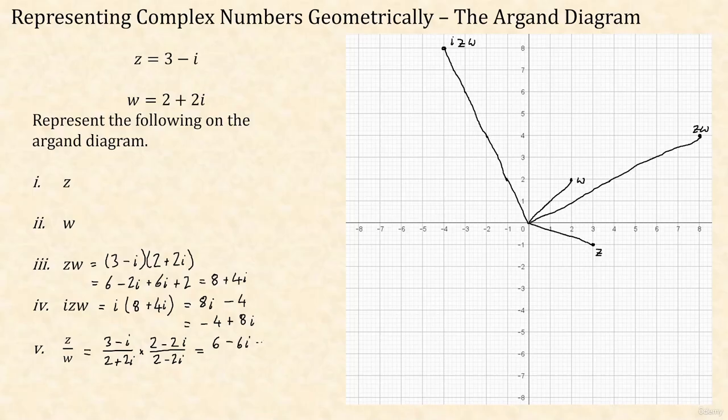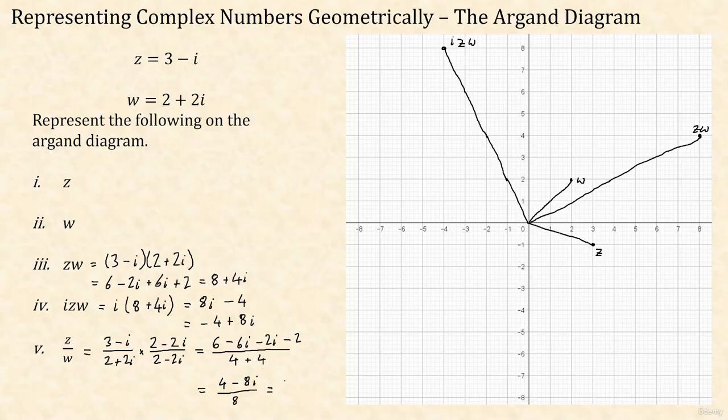Negative i times 2 is minus 2i, and then negative i times negative 2i is 2i squared, which is minus 2. And then underneath we have 2 times 2 is 4. The imaginary parts cancel, and 2i times negative 2i is plus another 4. So in total what we have is 6 minus 2, so that's 4, and minus 6i minus 2i is minus 8i, and that's all over 8.